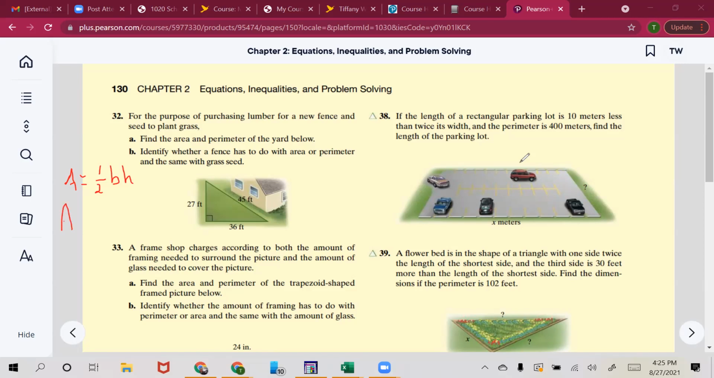So to find the area, I'm going to take 1/2. That's just standard for the formula because it's half of a rectangle. That's why. My base is going to be 36, so I'm going to have 1/2 times 36 feet. And then my height is going to be 27 feet. Please notice that for finding the area, 45 is not used. I don't care that it's 45. That has no bearing on the area whatsoever.